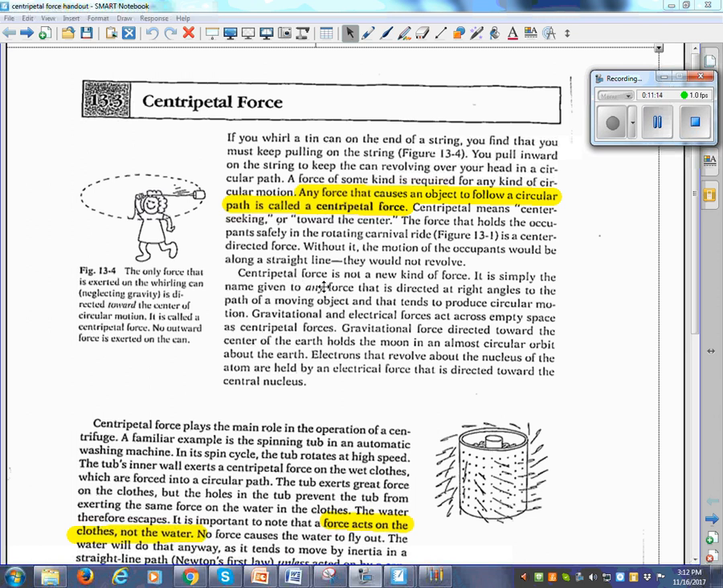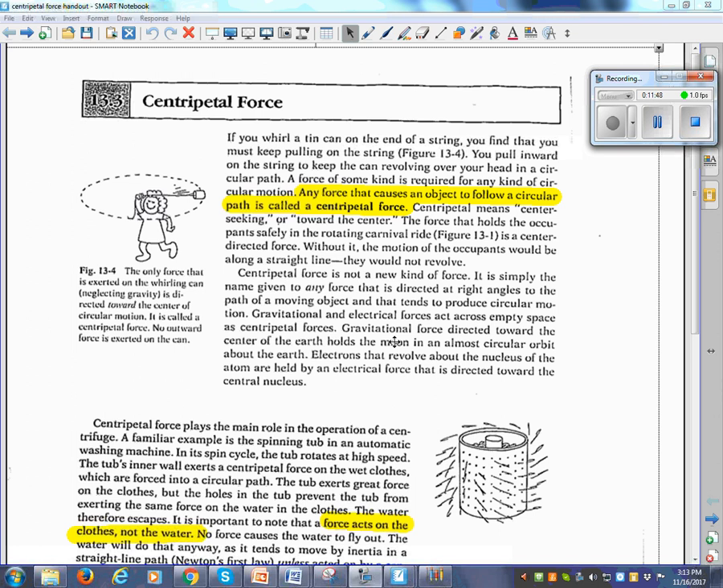Constant motion. No. Centripetal force is not a new kind of force. It is simply the name given to any force that is directed at right angles to the path of a moving object that tends to produce circular motion. Gravitational and electrical forces act across empty space as centripetal forces. If you drop something like a thing of sticky notes, gravity's pulling it toward the center of the earth. Gravity is a centripetal force. We just don't realize it because we are currently in it and rotating.